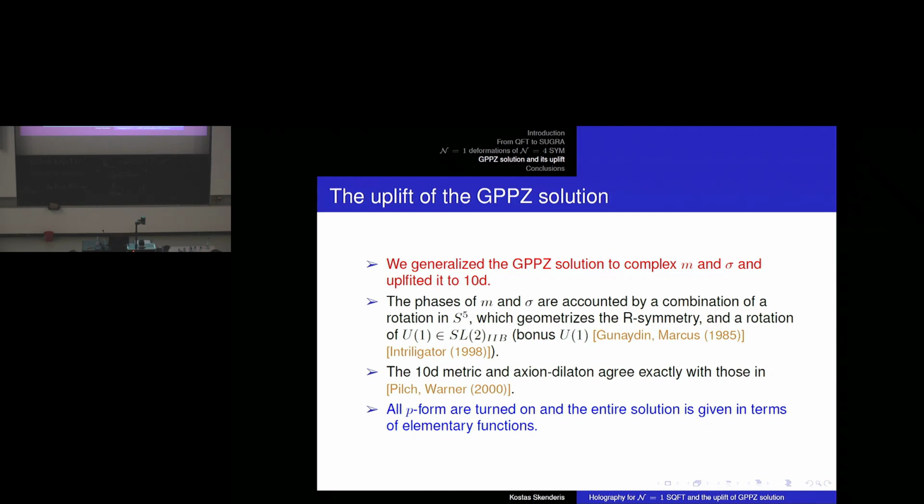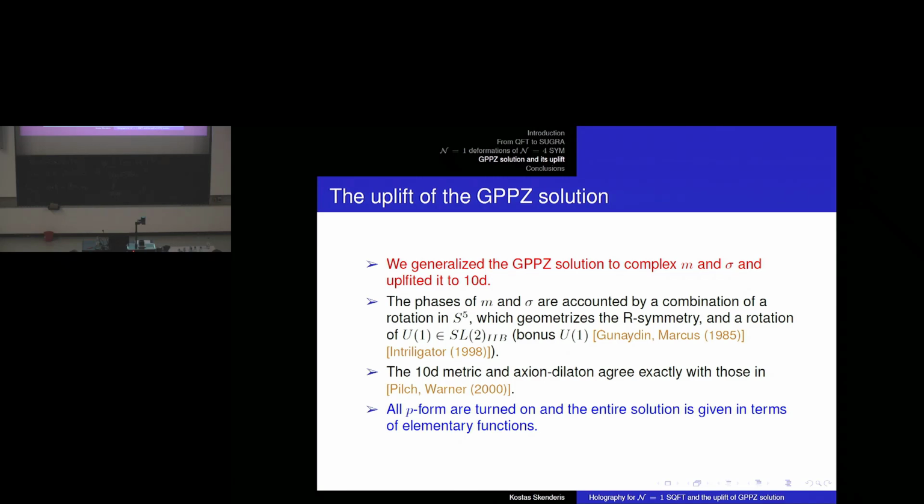So we indeed generalize the solution to complex M and sigma, which is needed to describe properly the quantum field theory. It turns out that the phases of M and sigma have a nice geometrical interpretation. They can be accounted for by a combination of a rotation in S5, which geometrizes the R symmetry, and a rotation of a U(1) in the SL(2) of type 2B.